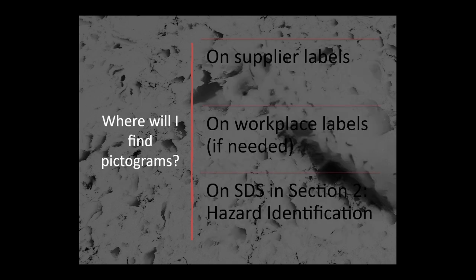Where pictograms are found. Pictograms are a key feature of hazard communication and appear in several places. They are prominently displayed on supplier labels attached to the original container. If a product is decanted into another container, a workplace label that includes the appropriate pictogram or a clear hazard description must be applied. Finally, pictograms are also found in Section 2, Hazard Identification of the SDS Safety Data Sheet.